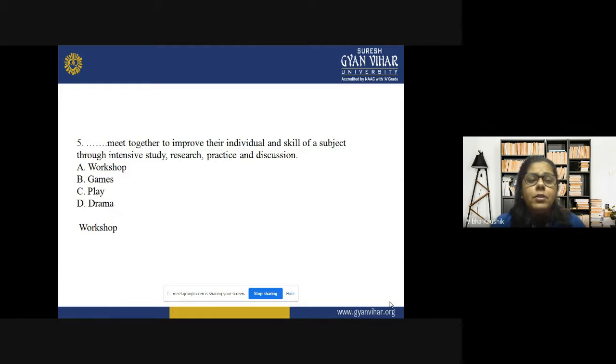Dash meet together to improve their individual and skill of a subject through intensive study, research, practice, and discussion. Now, what should be the answer? And these are the choices: A. Workshop, B. Games, C. Play, or D. Drama.